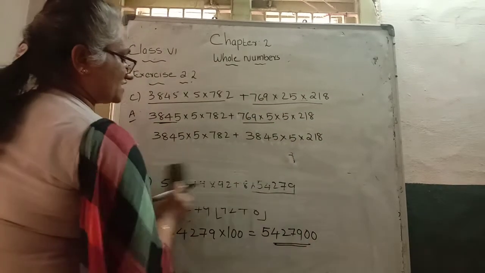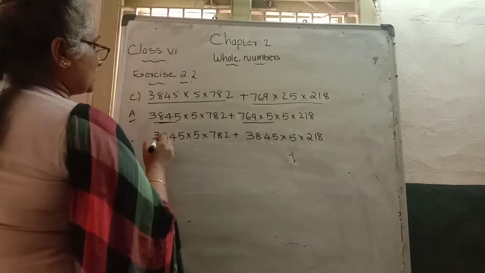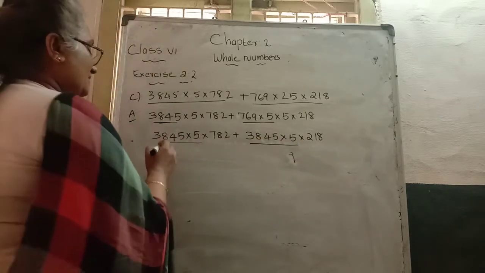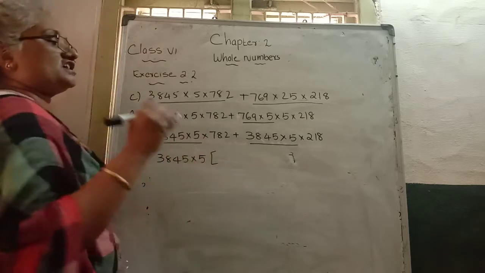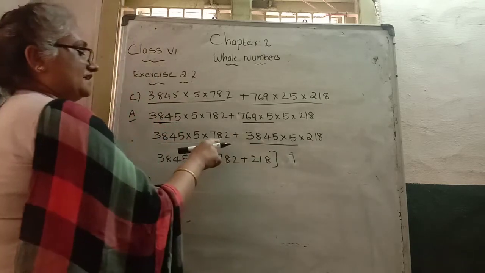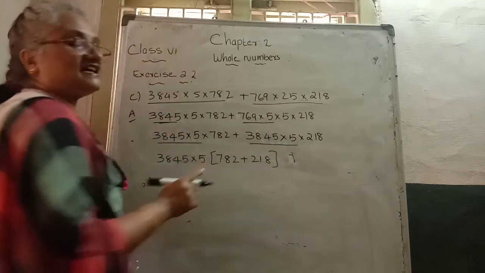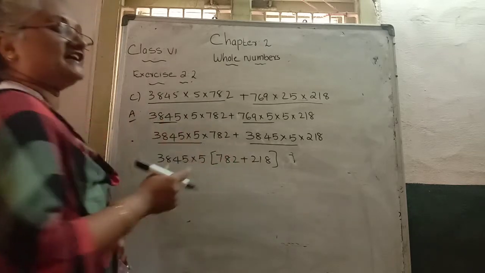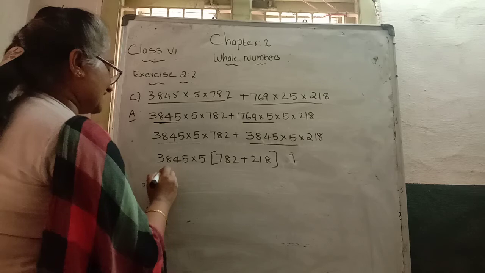Then here also 2 terms are there. Which numbers are common in both terms? 3,845 into 5 is here, and in the second term also that same number is common, so we take it outside. So 3845 into 5 is the common number, taken outside. Then the remaining number in the first term is 782, and in the second term 218 is remaining. Those 2 numbers are taken. Then inside the bracket, adding, how much? 782 plus 218 comes to be how much? 1000.